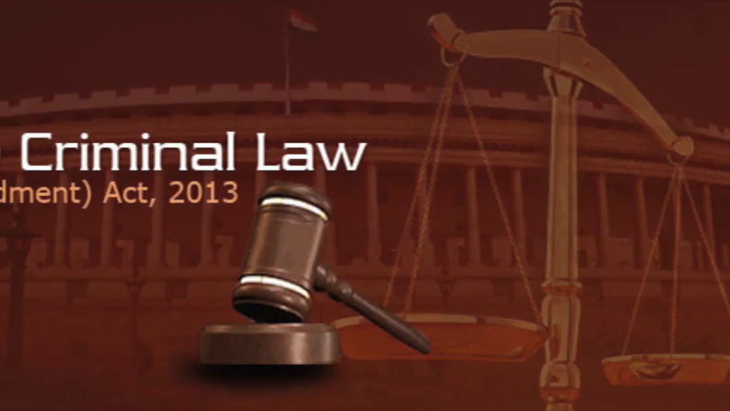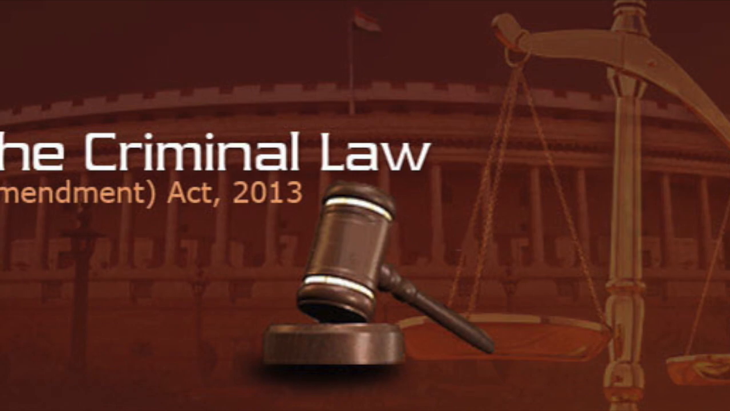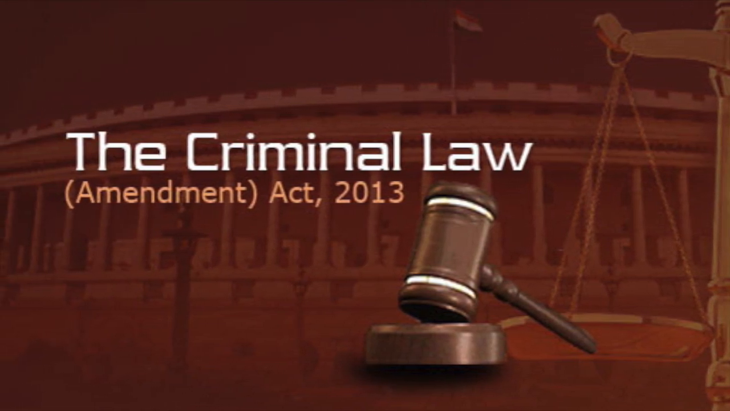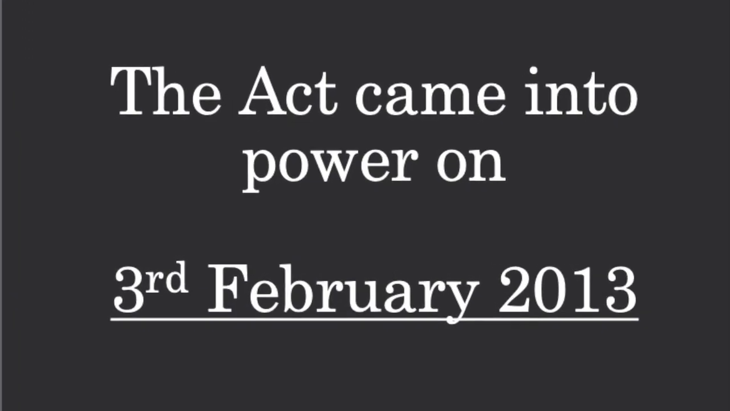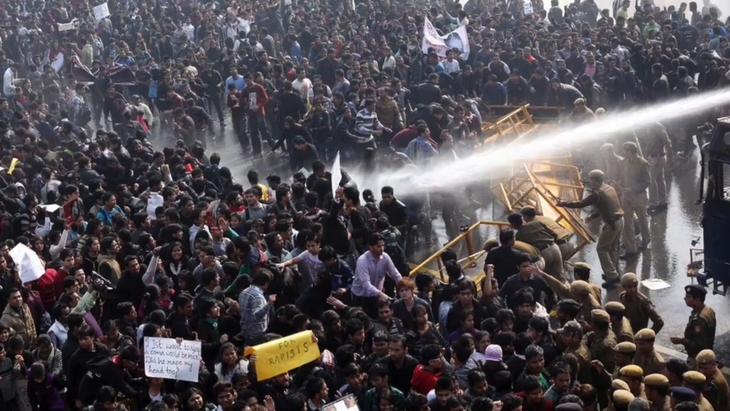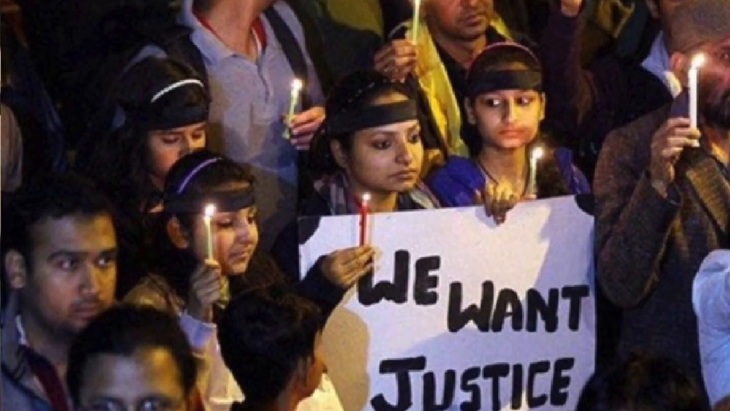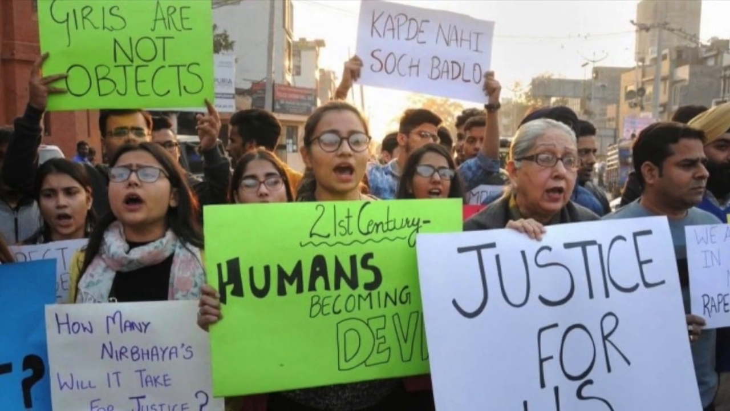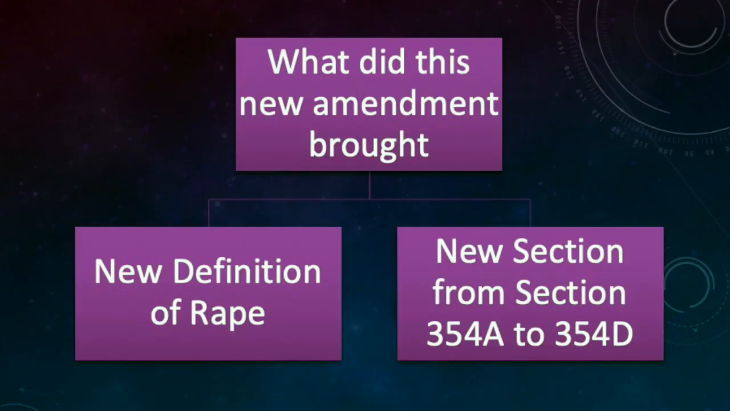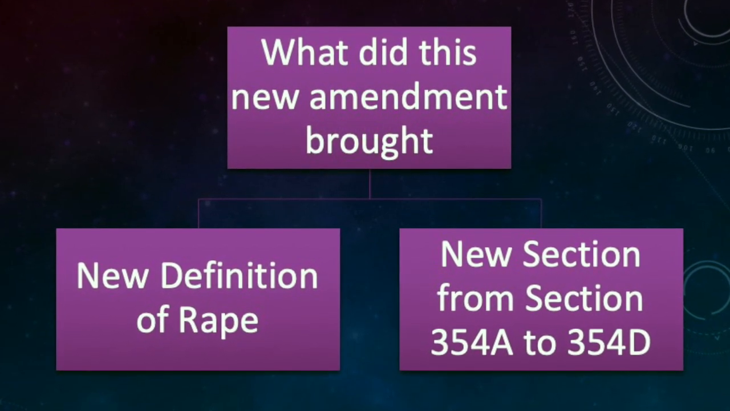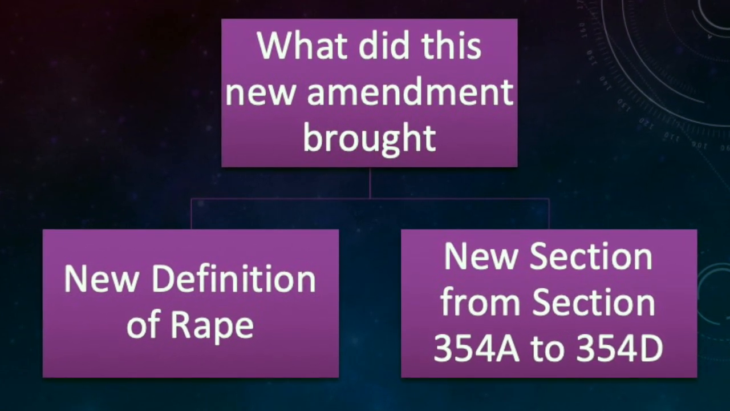Let us talk about the Criminal Law Amendment Bill 2013. It is also known as the Anti-Rape Bill. The act came into force on 3rd February 2013 after the outrage of the whole country over the homicidal gang rape that occurred in New Delhi on the evening of 16 December 2012. This amendment provided a new definition to the offence of rape, and many other sections were added, from section 354A to 354D.